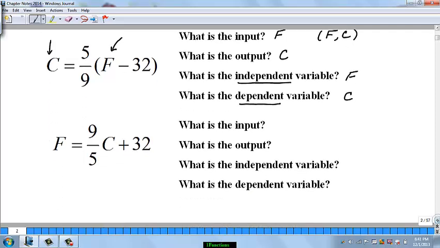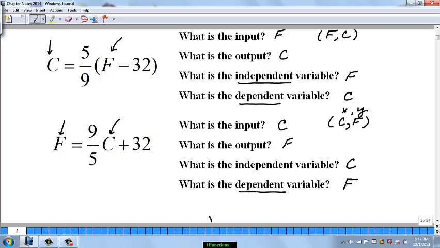Okay, now here's the conversion formula where I can put any Celsius I want in here and do some work to it, and I would get the Fahrenheit temperature. So the input is switched in this case. It's going to be the C, and the output's going to be the F, and if I were going to make a point, it'd be C, F in the X and Y position. And the independent is whatever I want to put in, which is the input, and the dependent, which depends on my independent variable, is the output. Okay?